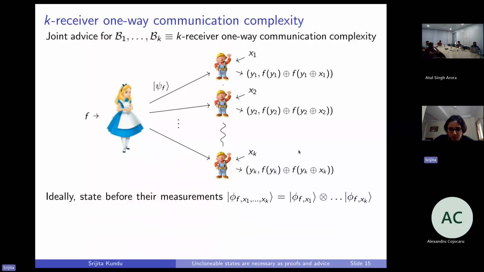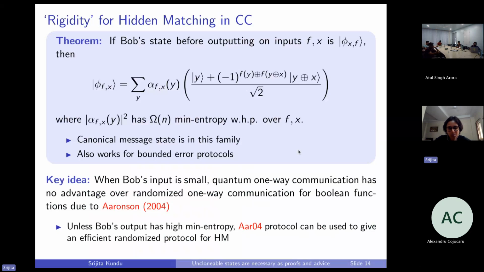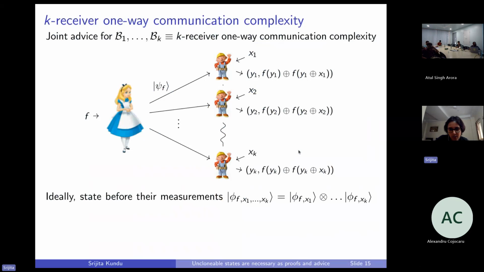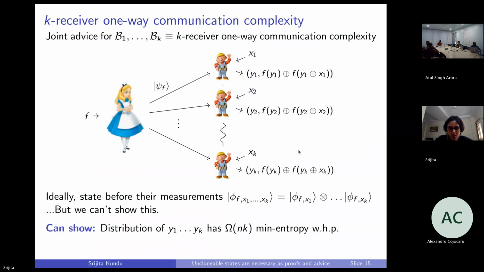So in the single receiver setting, the min entropy of a single Bob was omega n, and we can show that for K Bobs, the min entropy has to be omega nk with high probability. Unfortunately, this result needs all the Bobs to have zero error because we can't account for errors of all of them together.